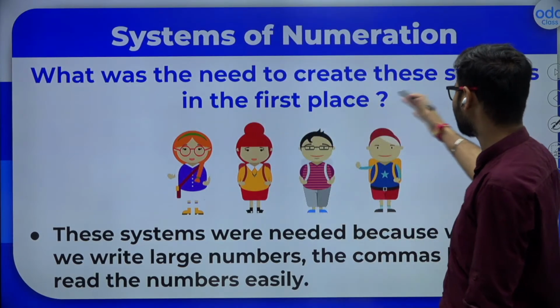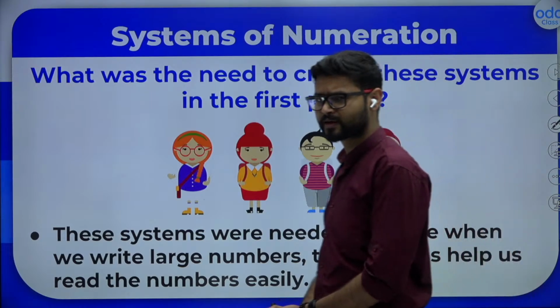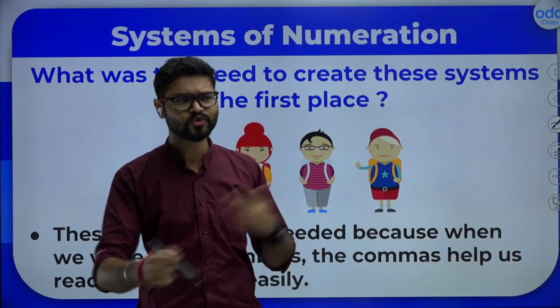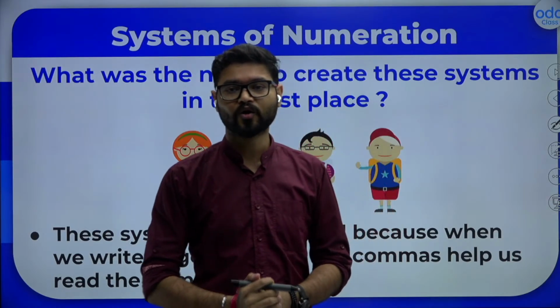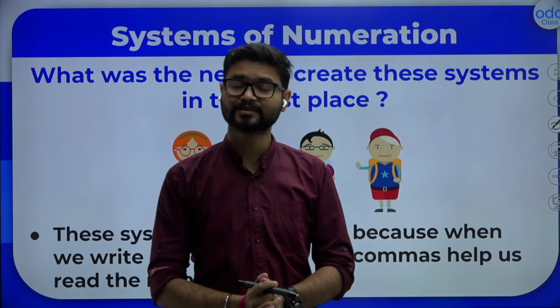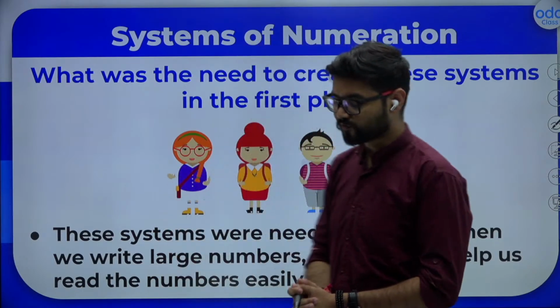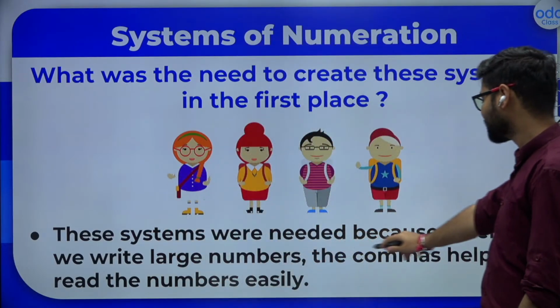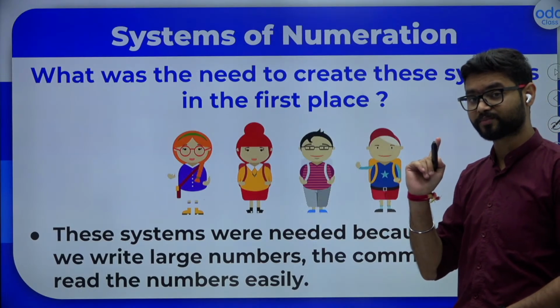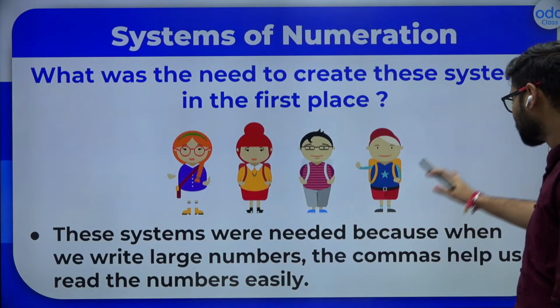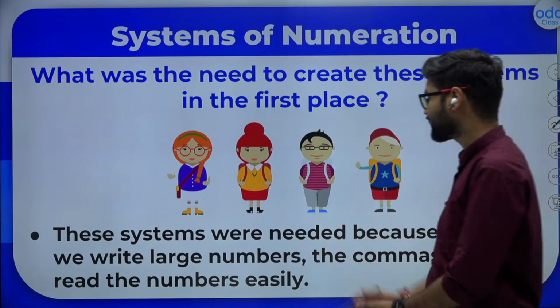What was the need to create these systems in the first place? Everything was going so smooth. We know 1, 2, 3, 4. We know how to add, how to subtract. What was the need of having this system of numeration? First of all, these systems were needed because when we write a large number, the commas help us read the number easily.